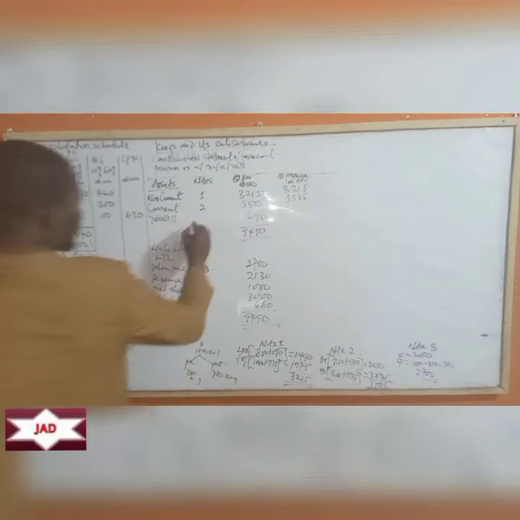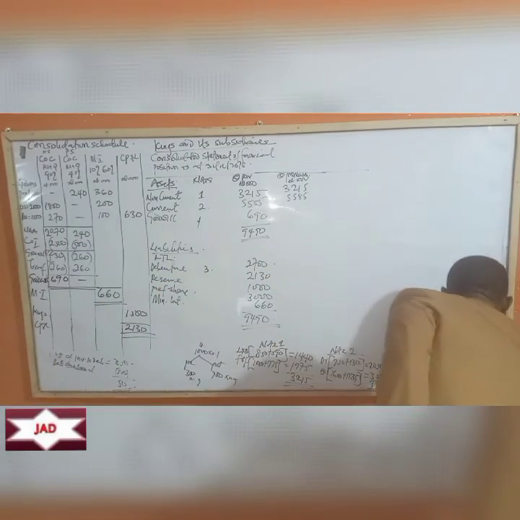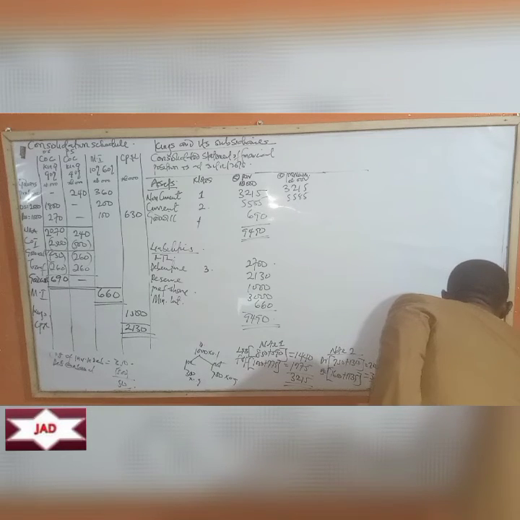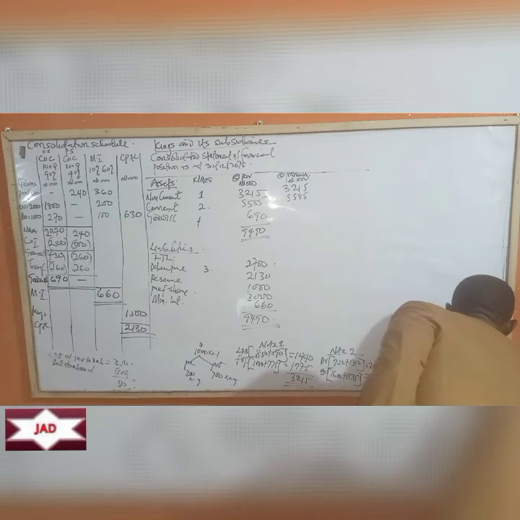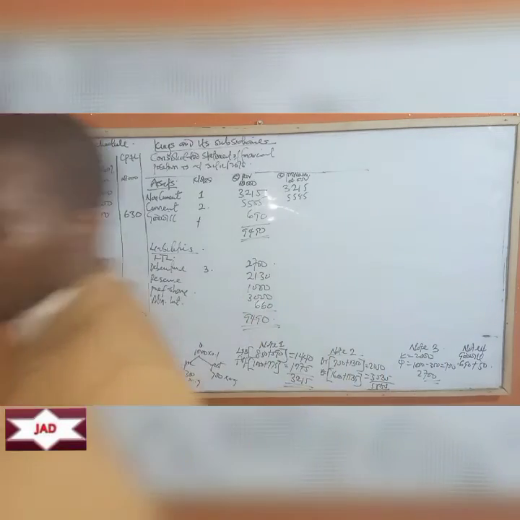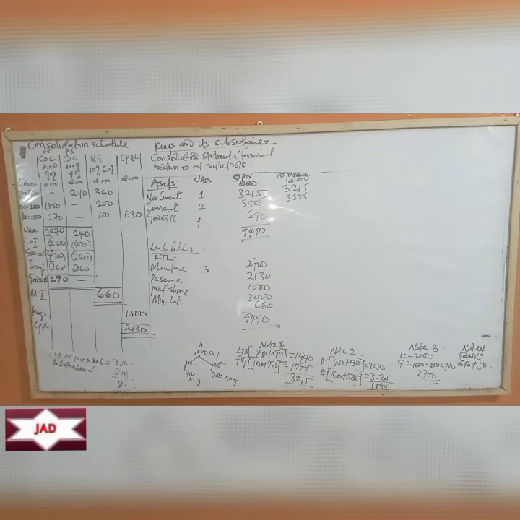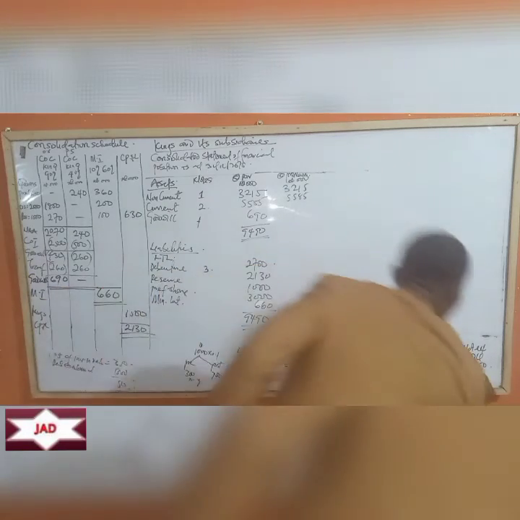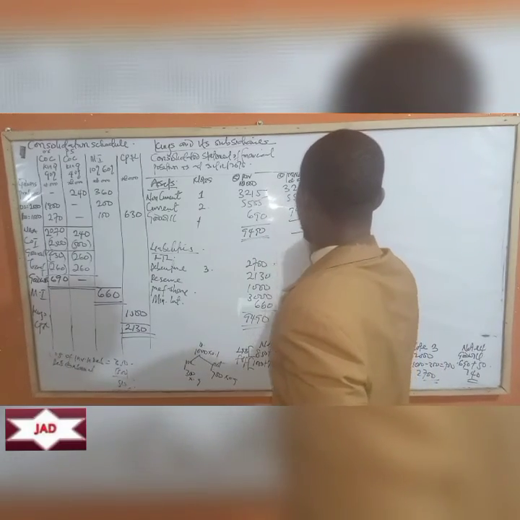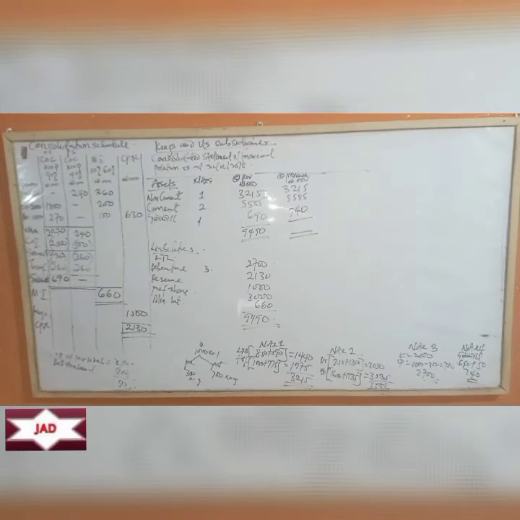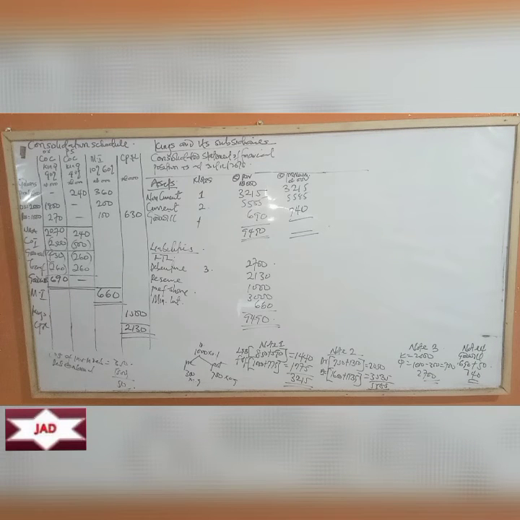So let's call it note 4. So note 4 here, goodwill will be what? 690 plus 50. What do you have? $740. So goodwill is $740 from the perspective of premium. So this will be $740. So when you add up, what do you have? 3215 plus 5585 plus 740.